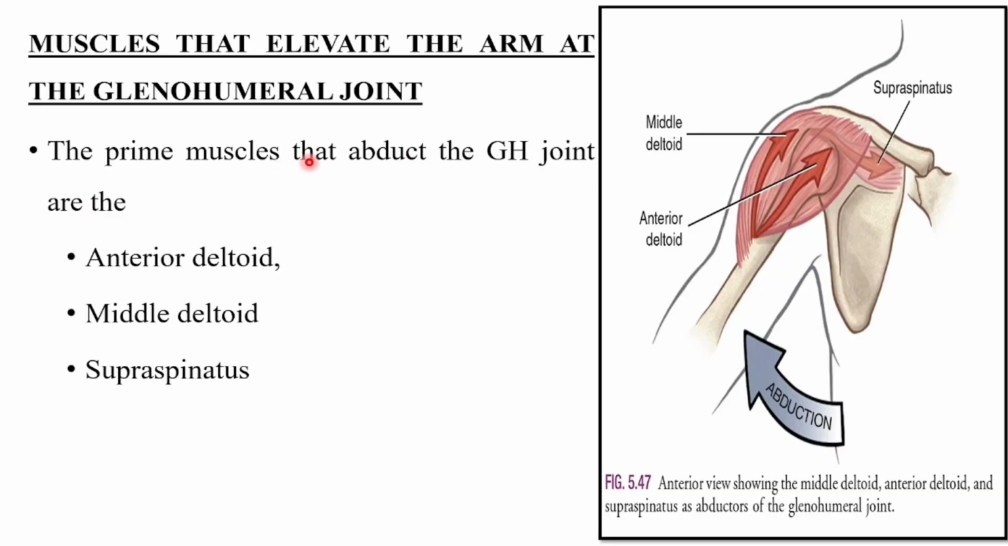So I'm splitting into 2 joints, that is your glenohumeral joint muscles, and next is your scapulothoracic upward rotator muscles. So first is your glenohumeral joint muscles. The prime muscles that abduct the glenohumeral joint are your anterior deltoid, you can see here, anterior deltoid, middle deltoid, and the supraspinatus.